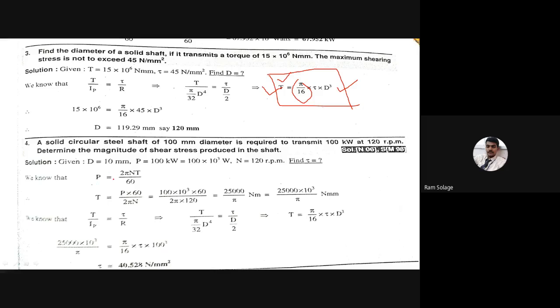Now P is equal to 2 pi N T divided by 60. That's why T is equal to P into 60 divided by 2 pi N. Put all the values and find the value in Newton meter. अगेन यू हॅव टू कन्वर्ट दॅट न्यूटन मीटर इंटू न्यूटन mm. काय ते सोल्युशन सांगायचं तुम्हाला.